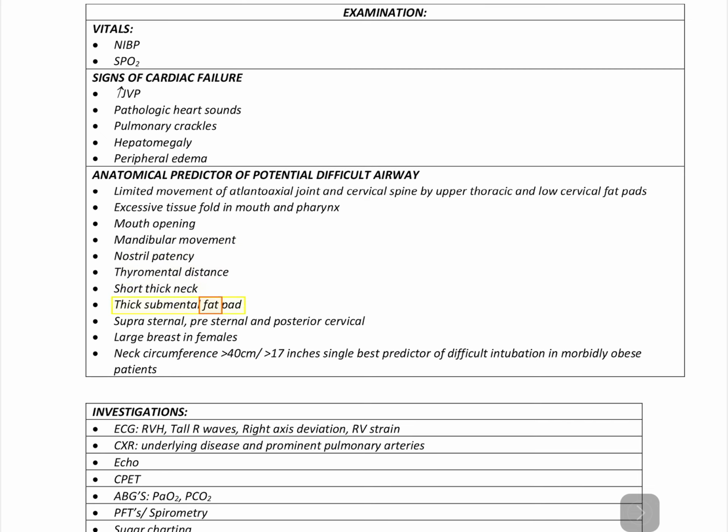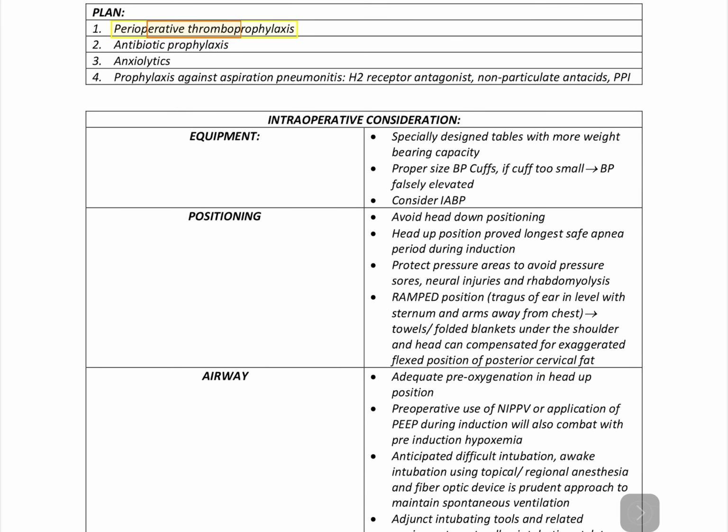Neck thick, submental fat pad, suprasternal, presternal and posterior cervical fat, large breasts in females. Neck circumference of 40 cm, 17 inches, is the single best predictor of difficult intubation in morbidly obese patients. Plan: 1. Perioperative thromboprophylaxis. 2. Antibiotic prophylaxis. 3. Anxiolytics. 4. Prophylaxis against aspiration pneumonitis: H2 receptor antagonist, non-particulate antacids, PPI. Intraoperative considerations, equipment: specially designed tables with more weight-bearing capacity, proper size BP cuffs.